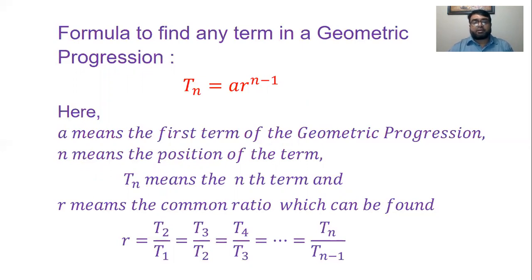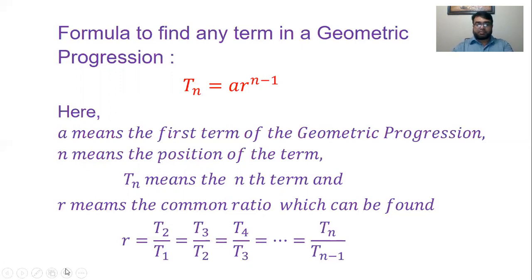That means we can find any term, we call it here the nth term, as a into r to the power n minus 1. And remember here r is the common ratio, and the common ratio is always found by dividing the second term T2 by the first term T1, or T3 by T2, the third term by the second term, or T4 by T3, the fourth term by the third term, and so on. So that means the common ratio is always found like this.